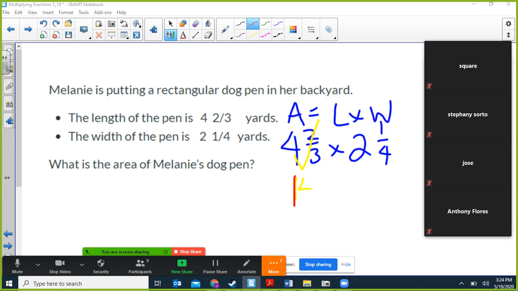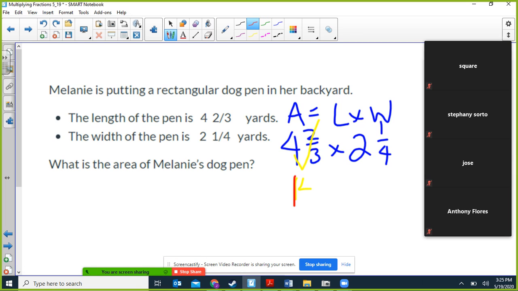Okay. All right, so 4 times 3 is 12, plus my 2, so 14 over 3. Do the same thing over to 2 and 1/4. 2 times 4 is 8, plus 1 is 9. So I have 9/4. And remember, when you are multiplying or dividing fractions, you do not have to have a common denominator. So multiply them straight across. Numerator times numerator, denominator times denominator.